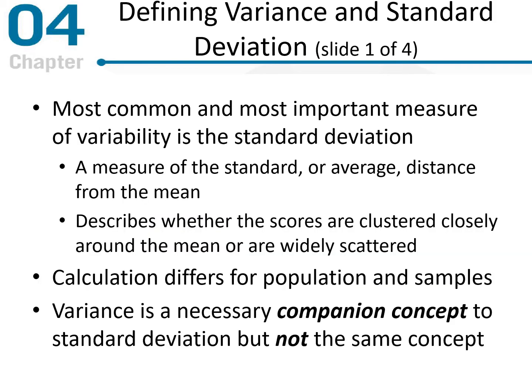The most common and the most important measure of variability is the standard deviation, which is the average distance from each point in the data set or the sample to the mean. So it's the average distance from each point to the mean. The variance is just the square of the standard deviation. However, we cannot calculate the standard deviation directly before we calculate the variance. So we always must calculate variance first, and then once we have the variance, we can easily take the square root and then calculate the standard deviation.